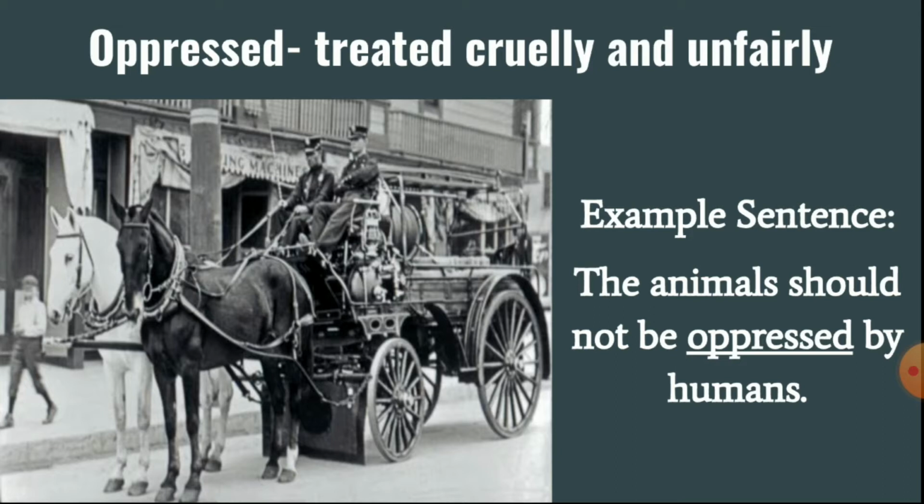This is the first one, oppressed. Oppressed means treated cruelly and unfairly. Okay? For example, the animals should not be oppressed by humans. That means the animals should not be treated cruelly or unfairly by humans. Now as you can see in the picture that there are two horses and look at the weight they are carrying. So that is treating cruelly. As they cannot speak, we cannot treat them so bad. Okay? Let us go to the next word.